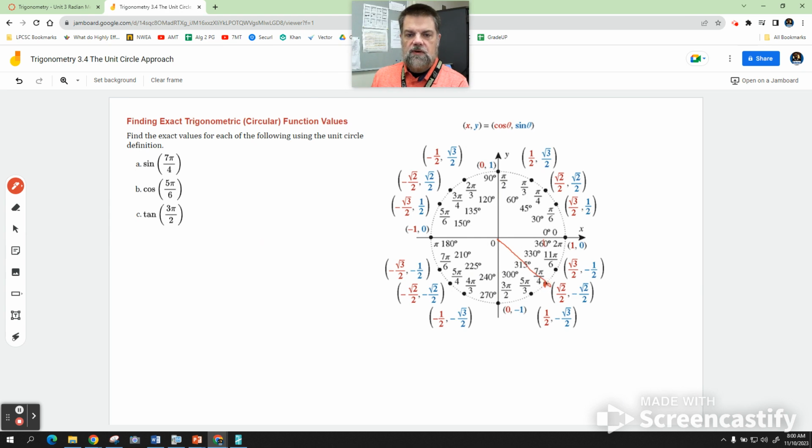And really what we're doing is we're drawing a triangle right here. There's a reference triangle. The angle itself, though, 7 pi over 4, so this is the actual angle, and then this right here is our reference angle. Okay?